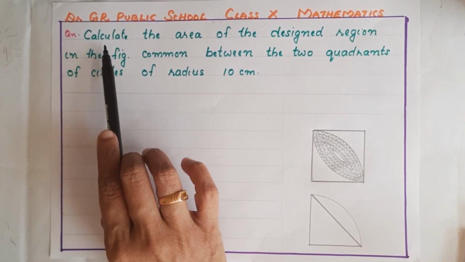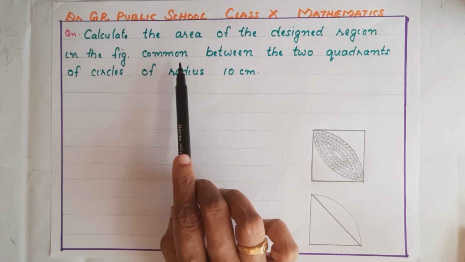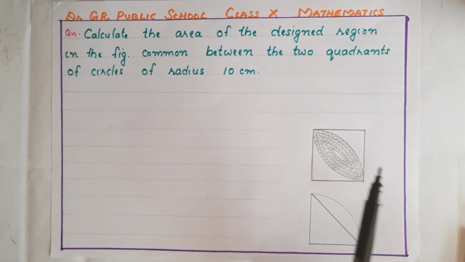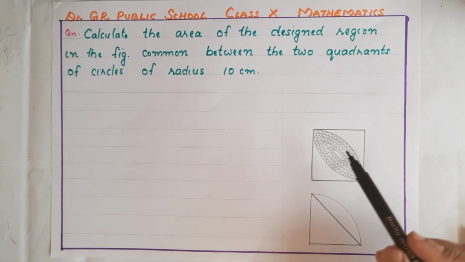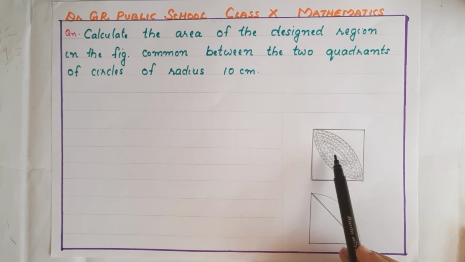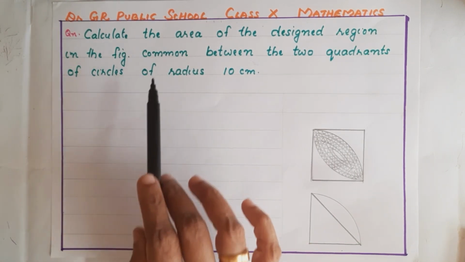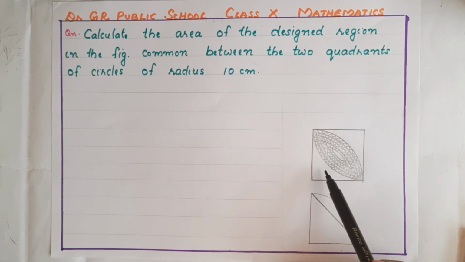Next question. Calculate the area of the designed region in the figure common between the two quadrants of circles of radius 10 cm. So calculate the area of the designed region. Did you see this figure, children? Area of this designed region. Where is the designed region? Here. It is given that this region is a common region between two quadrants. Between two quadrants of circles of radius 10 cm.